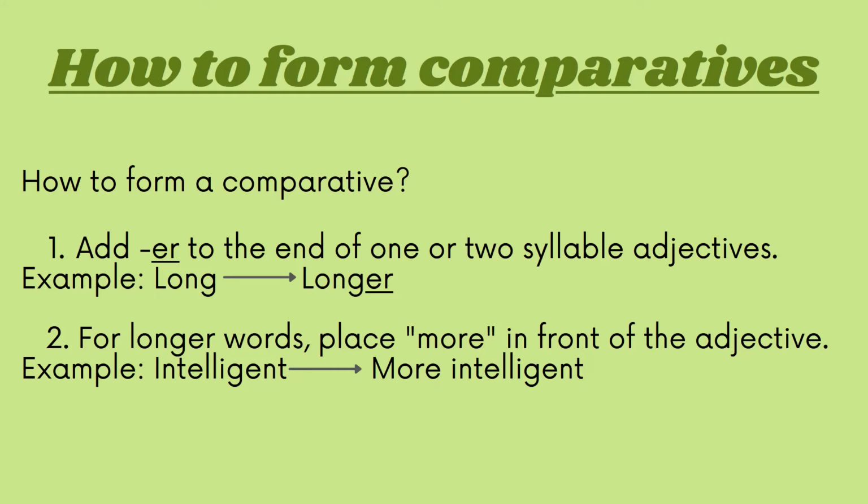First, we need to know how to form a comparative. There are two ways. The first one is with short words, words that have one or two syllables. We add er to the end of these words. For example, long becomes longer. And the second way is that with longer words, we place more in front of the adjective. For example, intelligent, when we want to use the comparative, we say more intelligent.